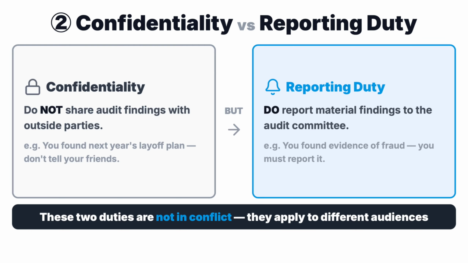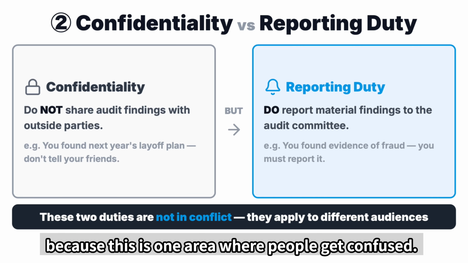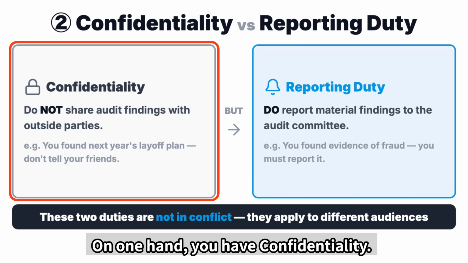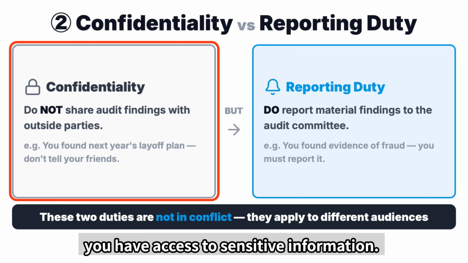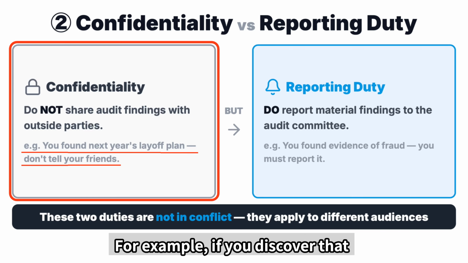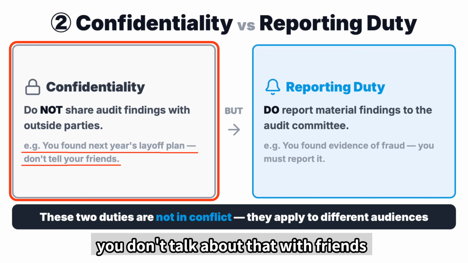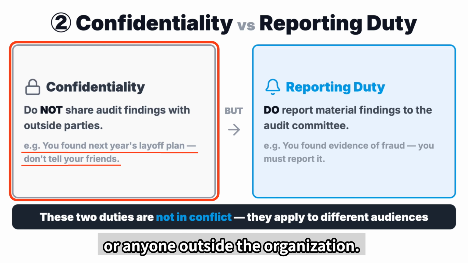Confidentiality versus reporting duty. Let's focus on that second pillar, confidentiality and reporting duty, because this is one area where people get confused. On one hand, you have confidentiality. As an auditor, you have access to sensitive information, you must not share that with outside parties. For example, if you discover that the company is planning layoffs next year, you don't talk about that with friends or anyone outside the organization.